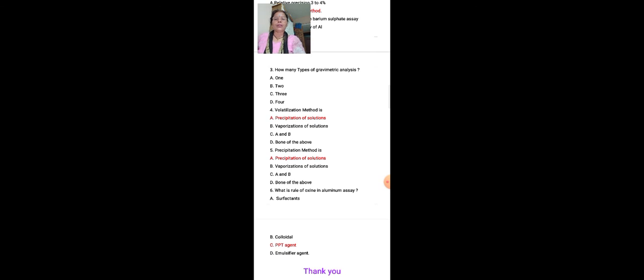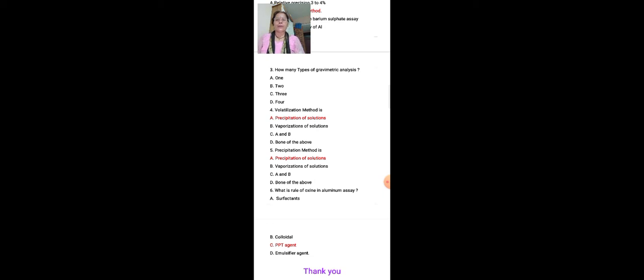Now, what is the role of oxine in aluminium assay? It is the precipitating agent. Oxine is the precipitating agent which precipitates the aluminium. So this is about the apparatus used in gravimetric analysis, the principle of gravimetric analysis, the unit to be used for it, and the temperature required for drying. There are 5 important stages.